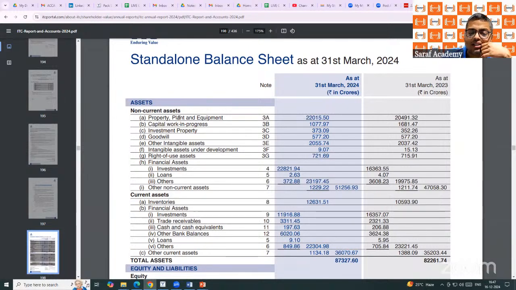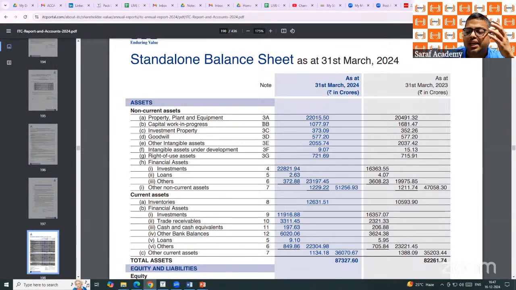Relating to balance sheet assets, they are saying non-current assets. In the non-current assets, last year, current year, the property, plant and equipment, land, building, plant, machinery, computer, laptop, equipment, all these were 20,491 to 22,015. And this is also in crores. 20,491 crores से 22,015 crores.